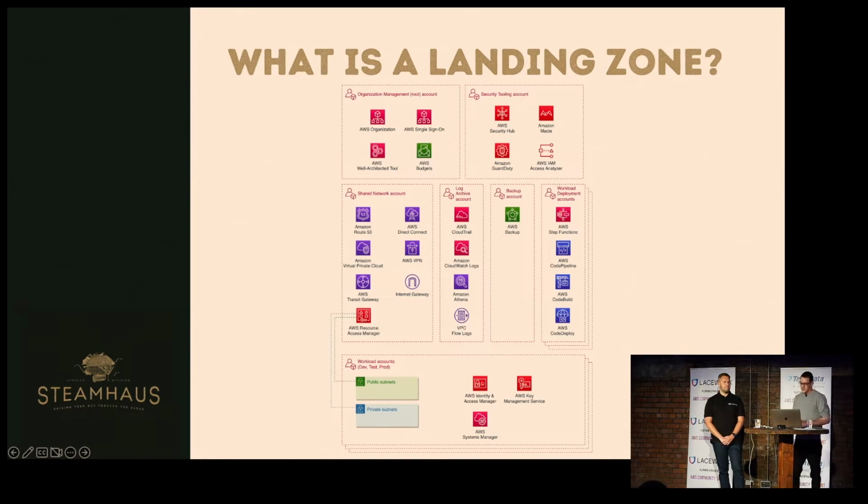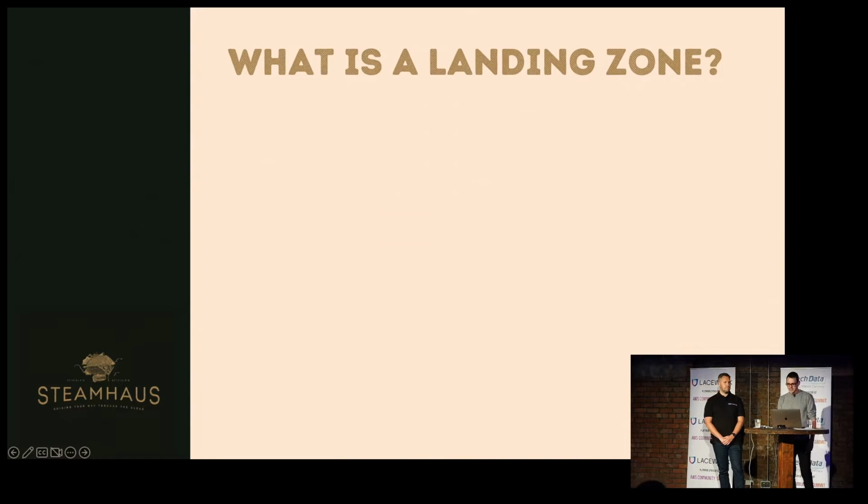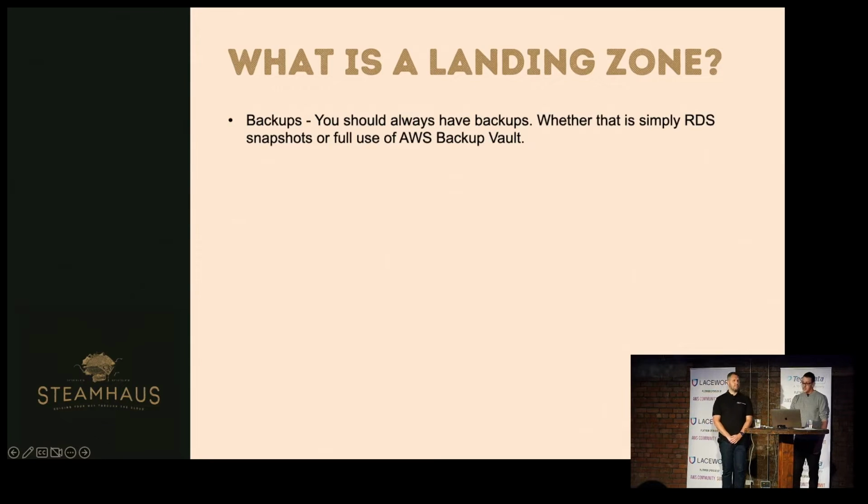So some of those considerations and the commonalities that you might look at are things such as backups. So you should always have backups before you've even designed a workload or built an application. You know you're going to need some form of backup mechanism and somewhere to centrally control and manage and store that. So whether that is just using snapshots or Data Lifecycle Manager, or if it's using the full AWS Backup suite.